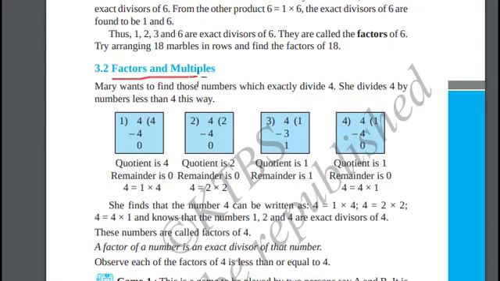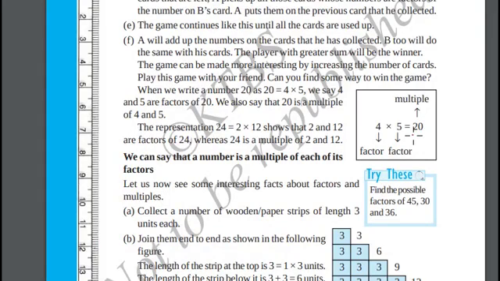Factors and multiples. Let us take the number 20, which is a multiple of 2 numbers or 2 factors, 4 and 5. We can divide 20 by 4 as well as by 5. We can divide a multiple by its factors. Here 4 and 5 are factors of 20. 20 is a multiple of the 2 factors 4 and 5.